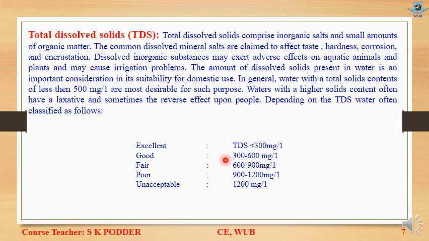That means, if the value of TDS is smaller than 300 milligrams per liter, then it would be excellent water. If it ranges from 300 to 600, then it is good, and for 600 to 900 it is fair. For 900 to 1200 milligrams per liter it is poor, and if it exceeds 1200 milligrams per liter, then it is obviously unacceptable.